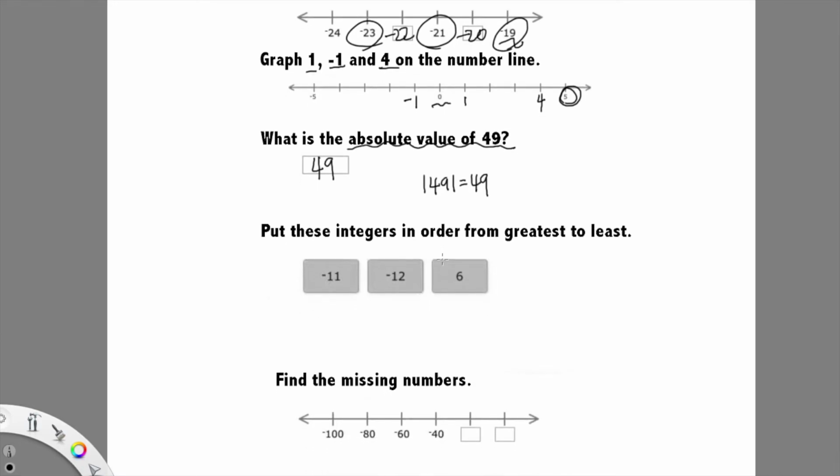The second to last question is the greatest to least. Since there is a negative sign at 11 and 12, the greater the number, the smaller the value. Therefore, the answer should be 6 and then negative 11 and last negative 12.